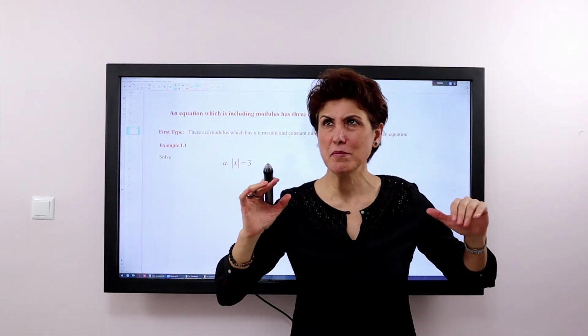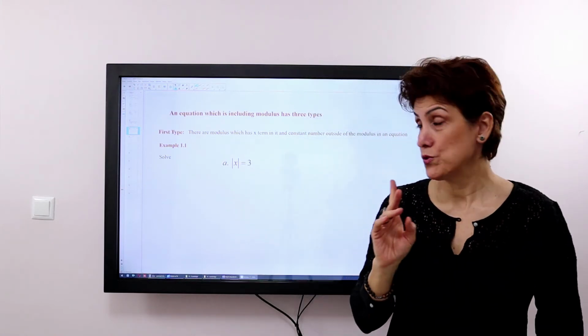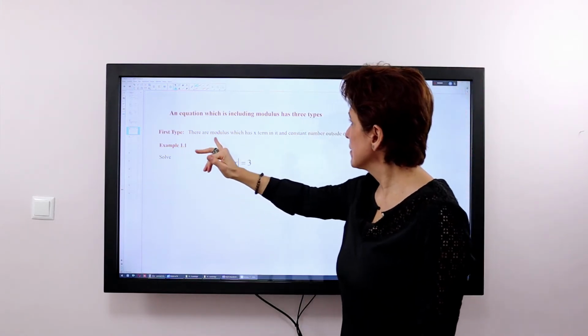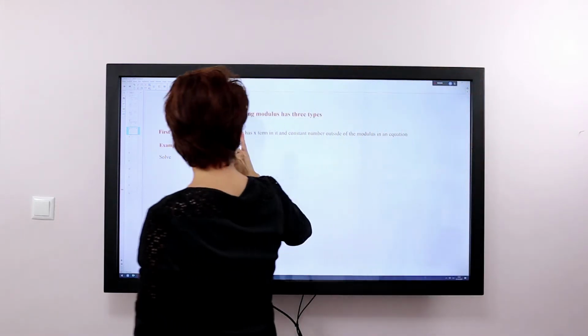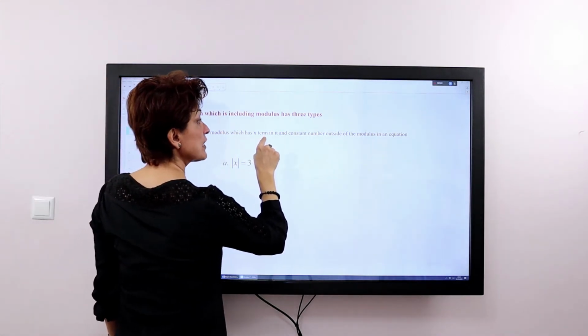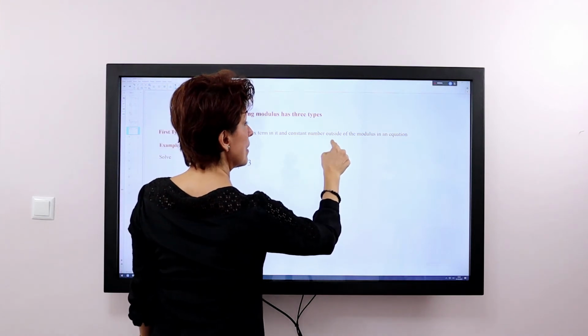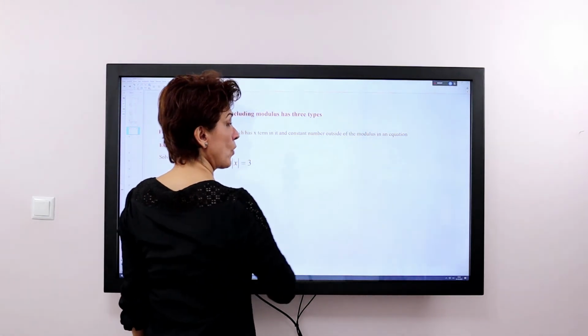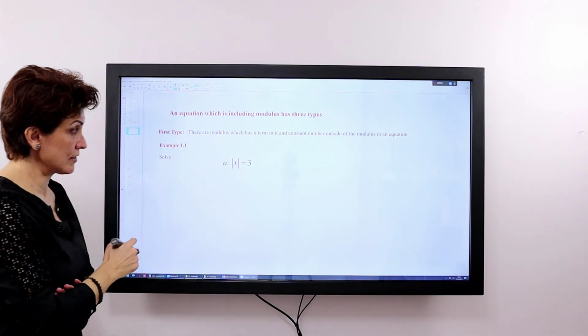An equation including modulus, I divided into 3 different types. Please be careful, maybe I'm using a little different classification from some books. There are modulus equations which have an x term in it, I mean in the equation, and then a constant number outside the modulus in an equation.